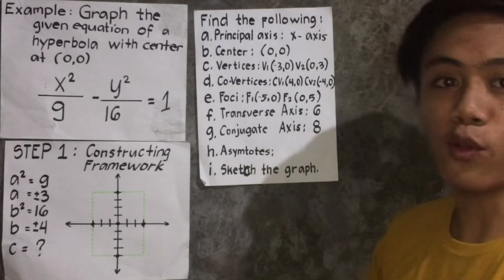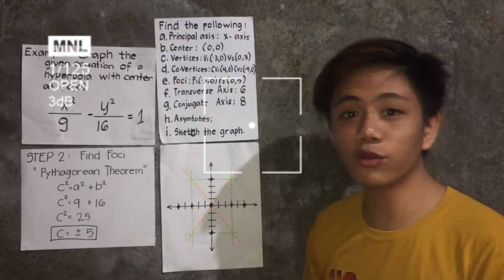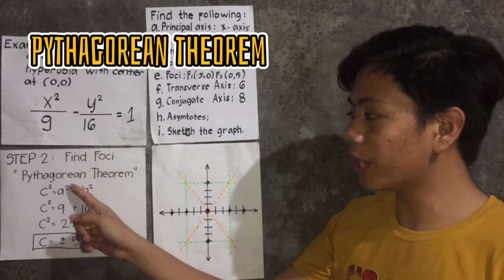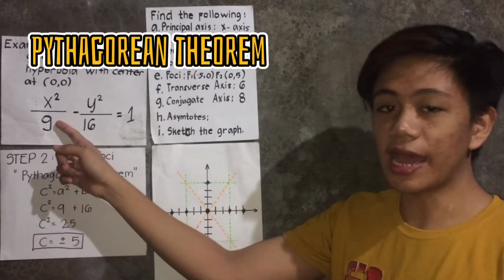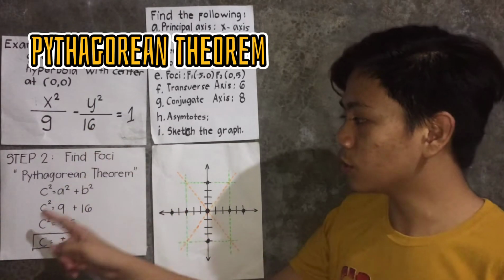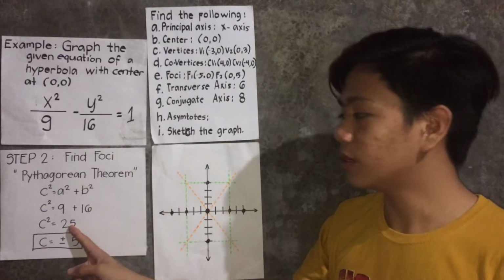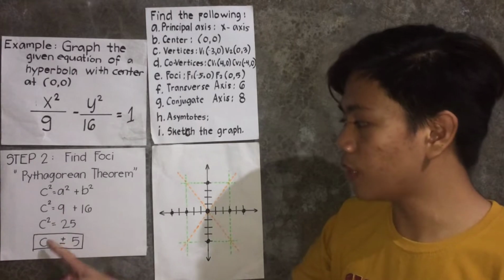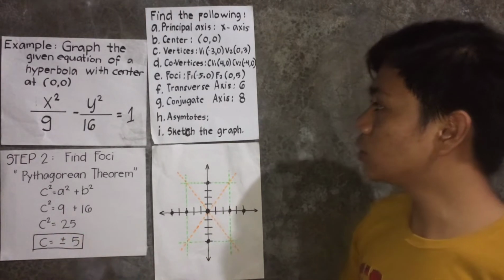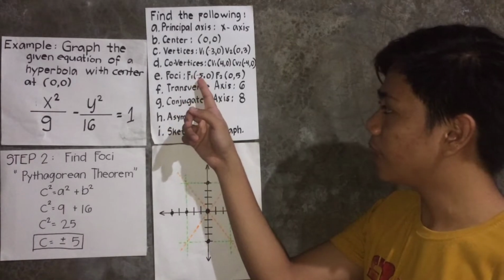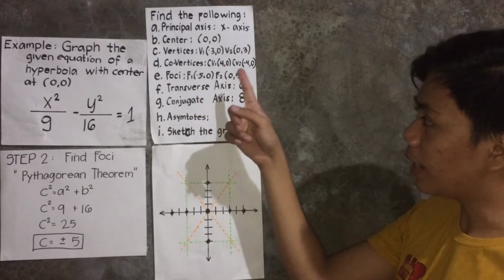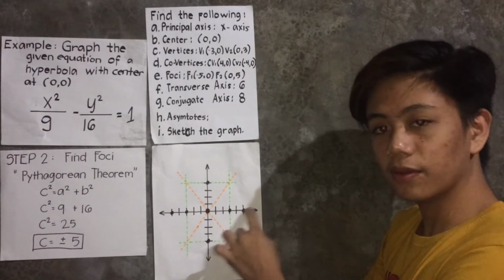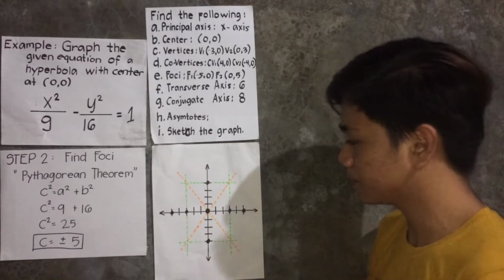Now, let's find the foci. For finding the foci, we need to use the Pythagorean theorem. c squared is equal to a squared plus b squared. Our a squared is 9 and our b squared is 16. So 9 plus 16 is 25. The square root of 25 is 5. So c is equal to positive or negative 5. So our foci are negative 5, 0, and 5, 0. This is our focus 1 and focus 2.